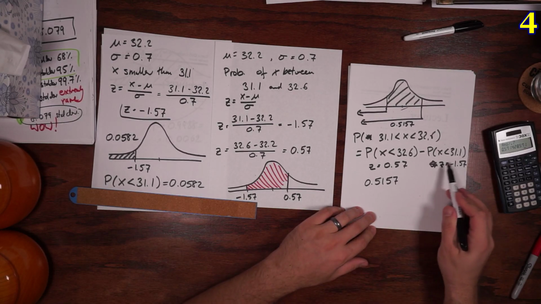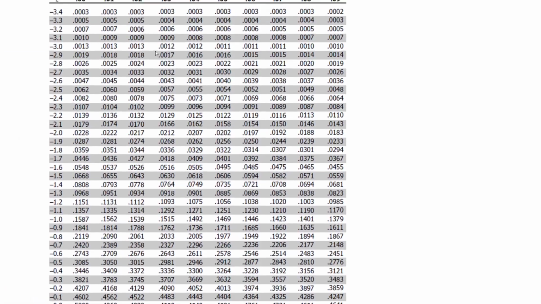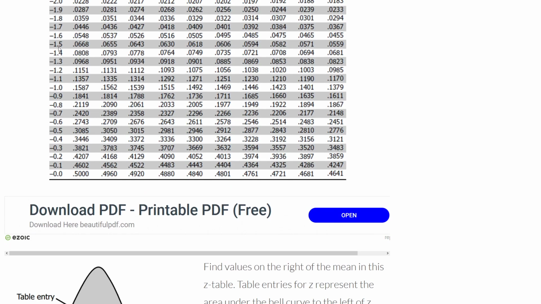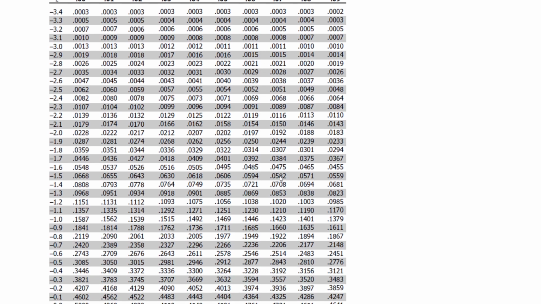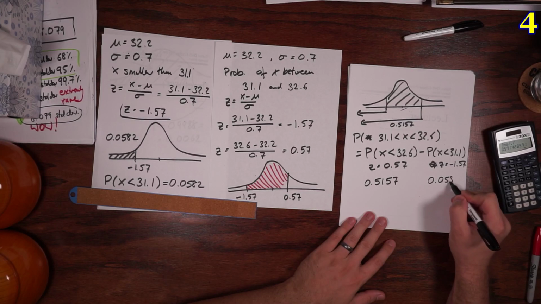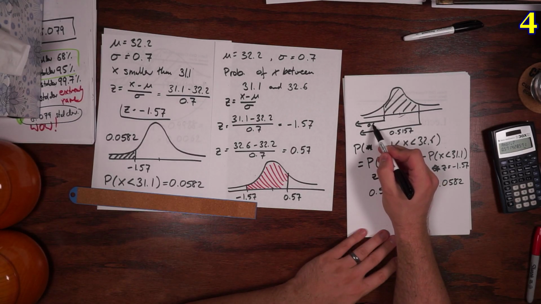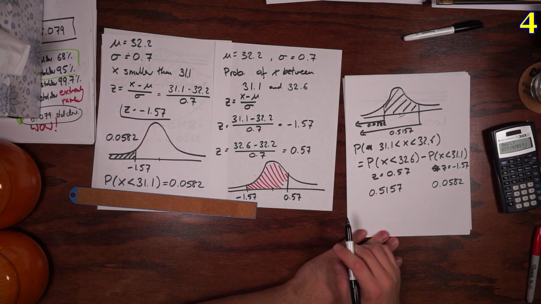Right, what's this? Well, negative 1.57, that's 0.0582. So this is this section here, which is 0.0582. So it's the big piece minus whatever the little piece is.